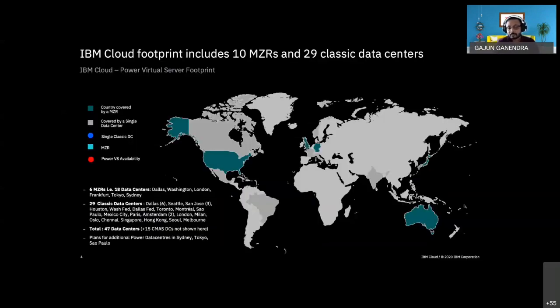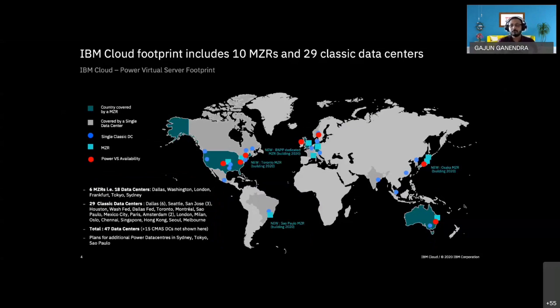Now, what is the Power Virtual Server availability across the globe at the moment? So if I just highlight these red dots here, these red dots represent all of the different regions where we have Power available today. And if I just make a little click here as well, these are the different availability zones and multi-zone regions on IBM Cloud as well across the globe.